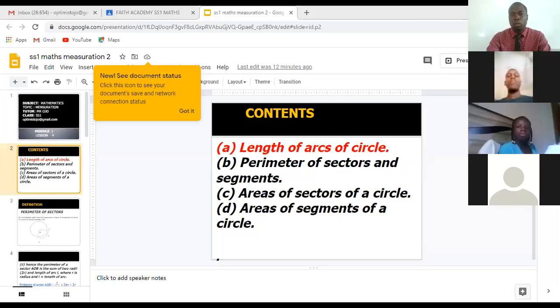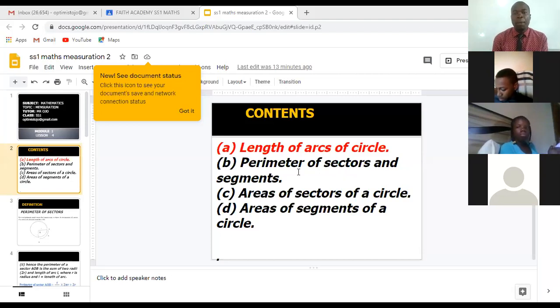Of a sector, of a circle, perimeter of a sector, and if possible, we see the perimeter of a segment. But I want us just to concentrate on perimeter of a sector. Is that okay? Now we say the length of an arc is theta over 360 times what? Times 2 pi r. Is that okay?